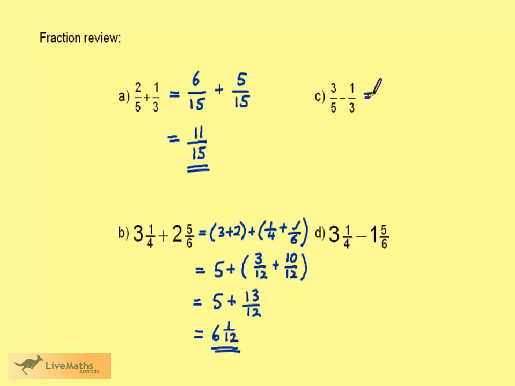3/5 take away 1/3. When subtracting like adding, we look for a common denominator, the smallest number that both denominators go into. 5 times 3 is 15. 3 times 3 is 9. 3 times 5 is 15. 1 times 5 is 5. 9 15ths take 5 15ths gives us 4 15ths.